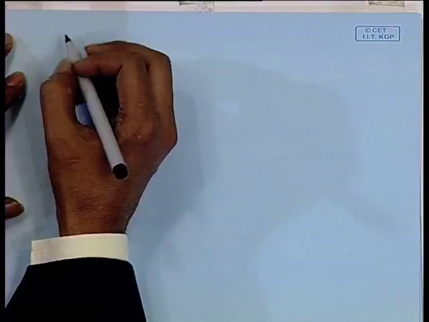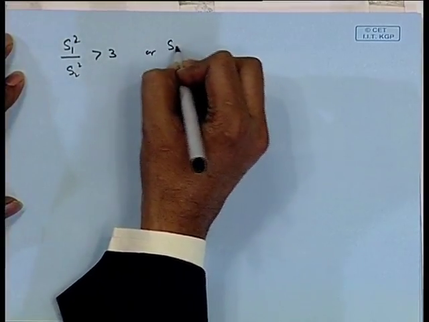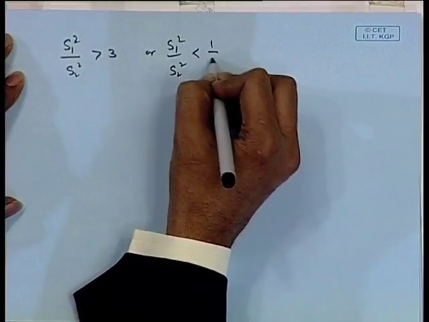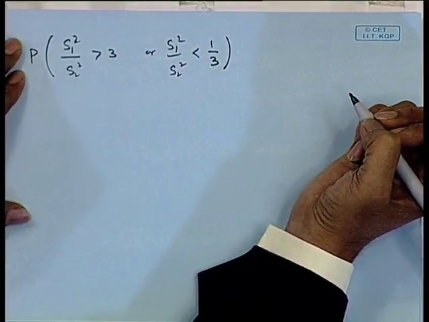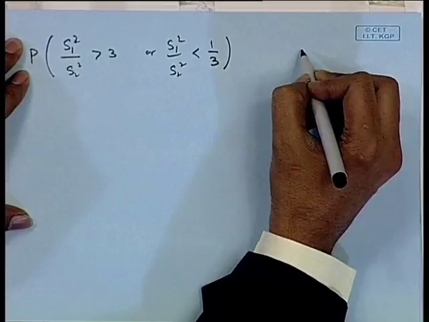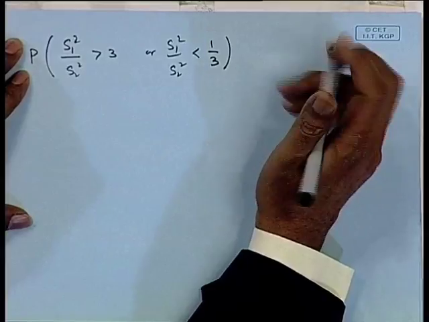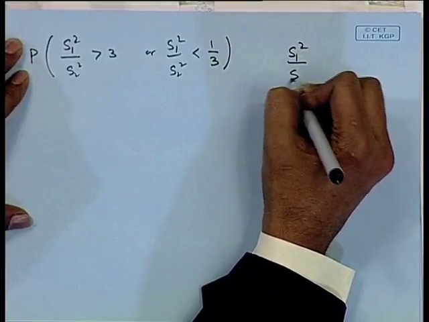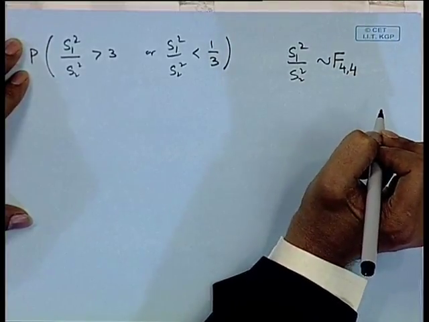If we write in terms of S1 square and S2 square, basically we are requiring the probability that S1 square by S2 square is either greater than 3 or less than 1 by 3. What is the probability of this? Now, if we have taken samples of size 5 each, then by the formula, (n minus 1) S1 square by (m minus 1) S2 square, we get that S1 square by S2 square follows an F distribution on 4 and 4 degrees of freedom.